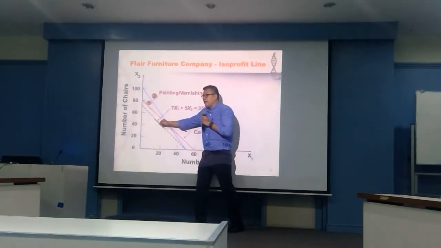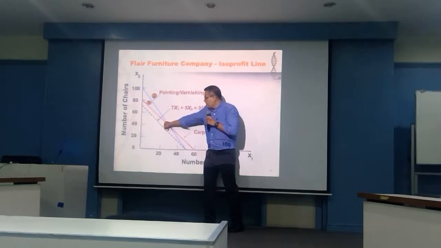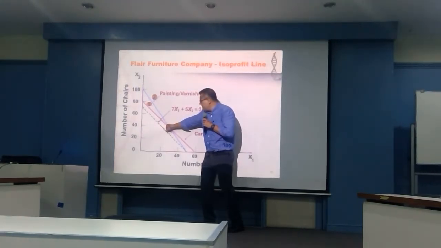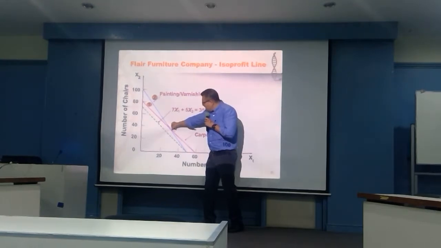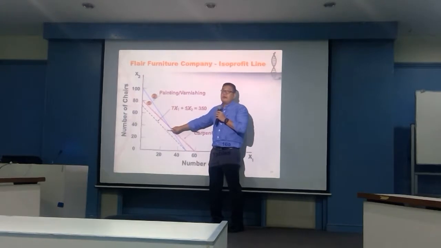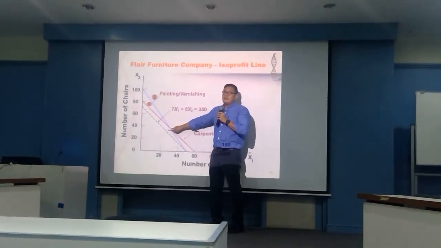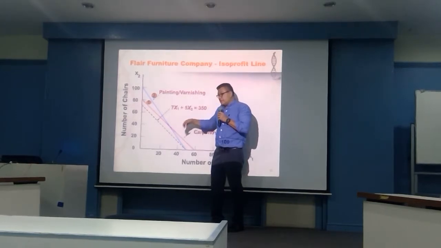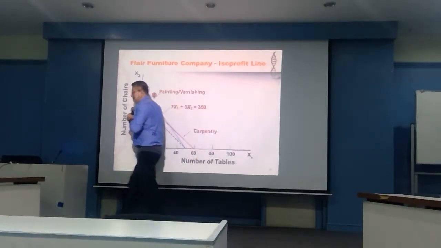This is my isoprofit line. I cover the line, and then for maximization, I project the line in the direction away from the origin point. The last point that I can contact before the line leaves the feasible area is this point, right? So this one is going to be the optimal solution. This is the way of using the isoprofit line.